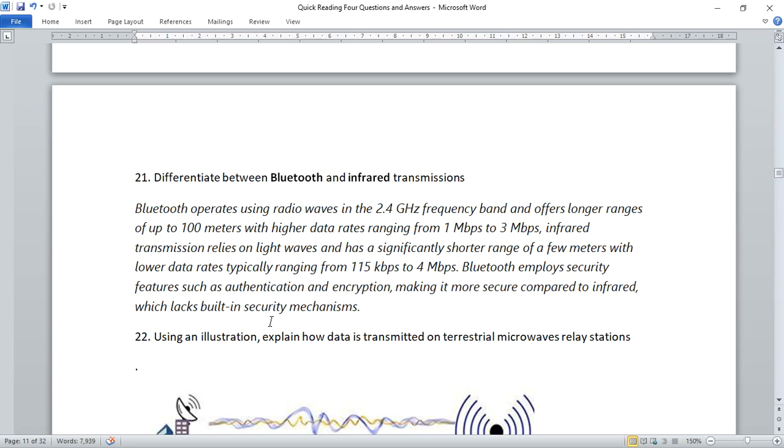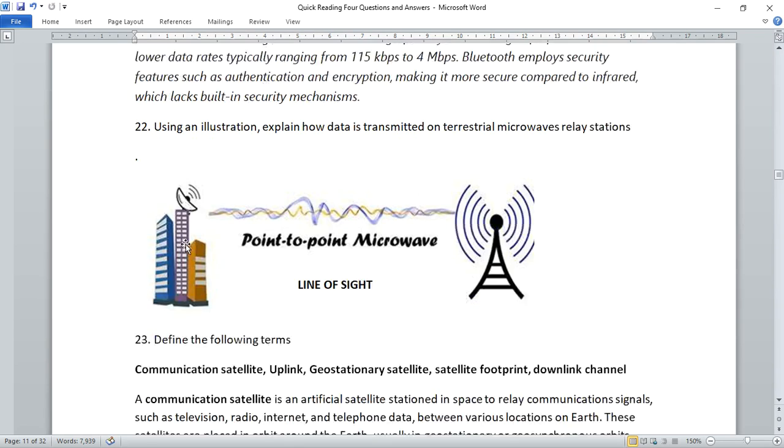Whereas we have now the infrared. The infrared transmission relies on light waves and has a significantly shorter range of a few meters. Then the transmission rates, you can see it's typically 115 kbps to 4 Mbps.